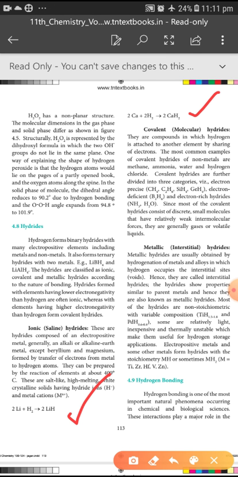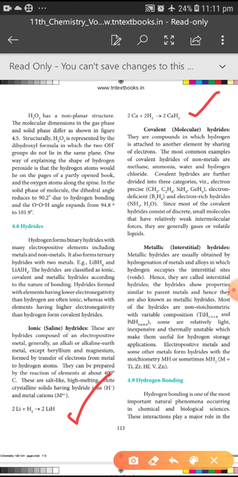Next, let me learn covalent hydrides, another name molecular hydrides. Covalent hydrides are compounds in which hydrogen is attached to another element by sharing of electrons. Covalent means sharing. The most common examples of covalent hydrides of non-metals are methane CH4, ammonia NH3, water H2O and hydrogen chloride HCl.